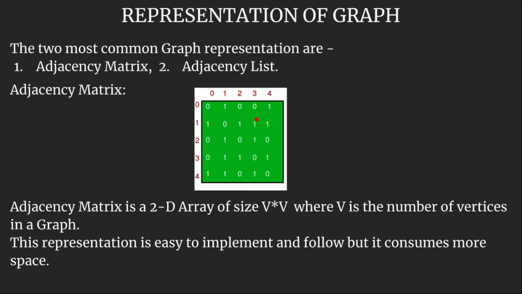Now let's move forward and learn about the representation of graph, that is the ways in which we can represent the graph data structure. The two most common graph representations are adjacency matrix and adjacency list. In this diagram here, this is the example of adjacency matrix. It is a two-dimensional array, and the size of this array is V squared, where V is the number of vertices in a graph.